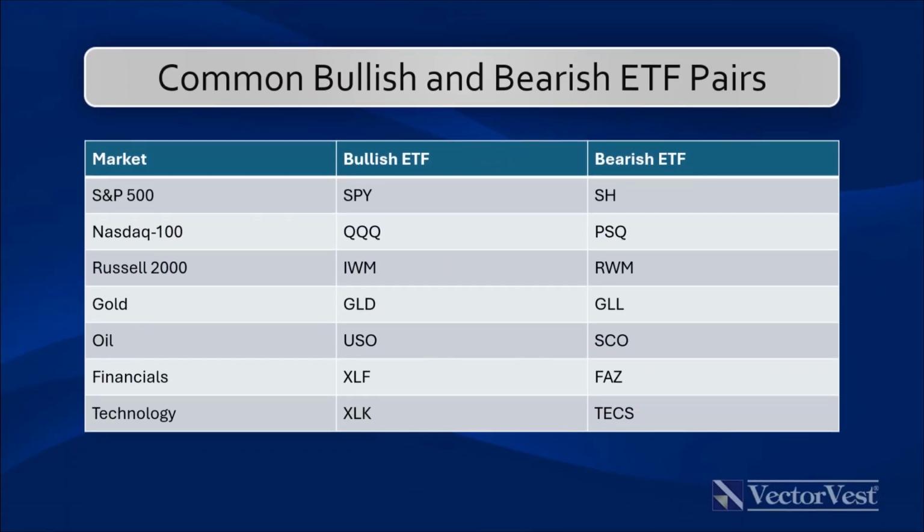Now let's look at some common ETF pairs that traders use. Here's a quick breakdown. Each of these ETFs provides exposure to different market sectors. Bullish ETFs let you ride upward trends while markets are strong, helping you capitalize on broad market strength or sector-specific rallies like oil or gold. Bearish ETFs allow you to profit when the market declines, giving you a way to hedge long positions that may still be in your portfolio or trade on negative market sentiment.